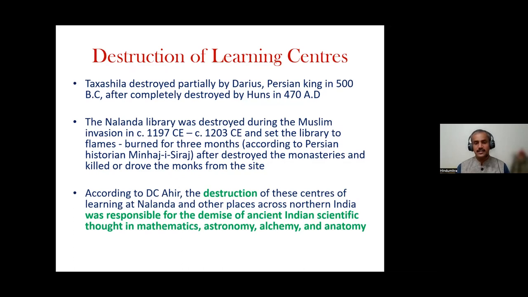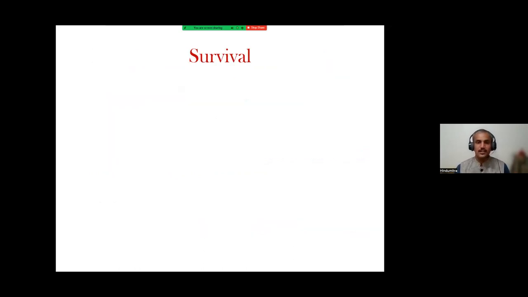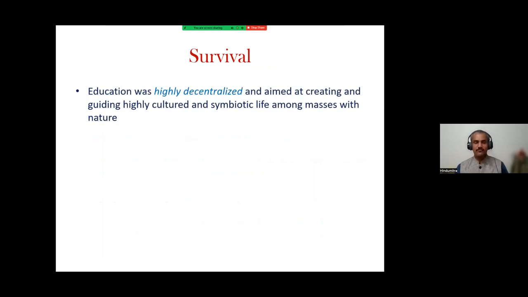He said the destruction of these centers of learning at Nalanda and other places across northern India was responsible for the dismissal of ancient scientific thought in mathematics, astronomy, alchemy, and anatomy. So how did it survive? Even now we know of the Vedas, Itihasas and Puranas. How did they survive?